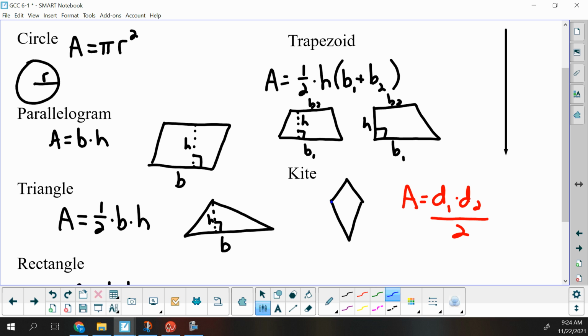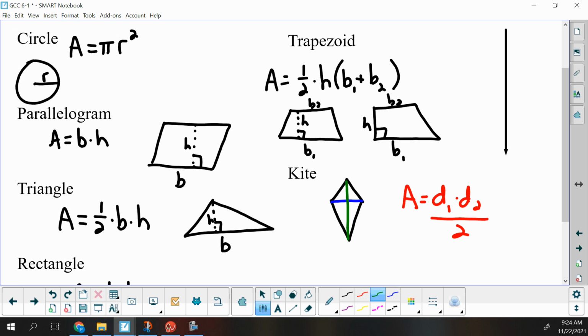And our two diagonals connect any vertices that are not next to each other. So the blue and the green there would be our two diagonals. If you took the length of each of those and multiplied them together and divided by 2, that would give you the area of the kite. And again, if you didn't remember that, you could just do the triangle on top, triangle on bottom, and add them together.